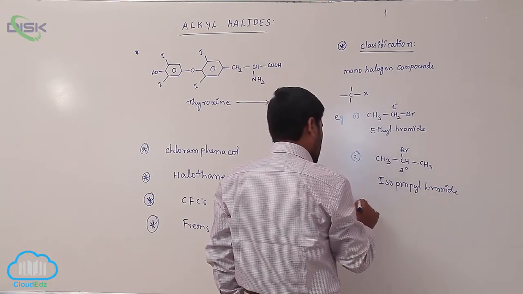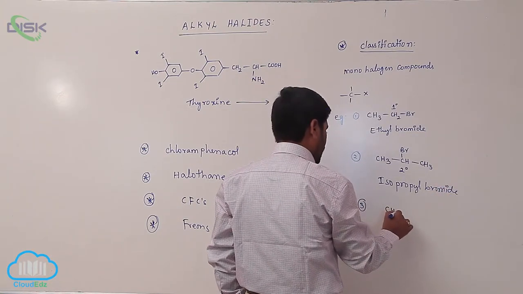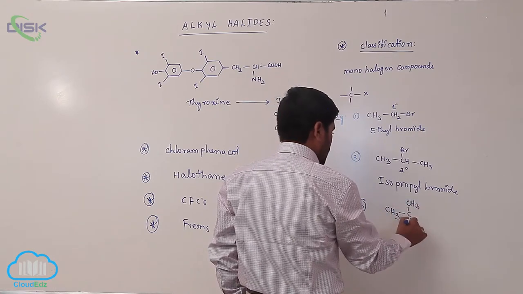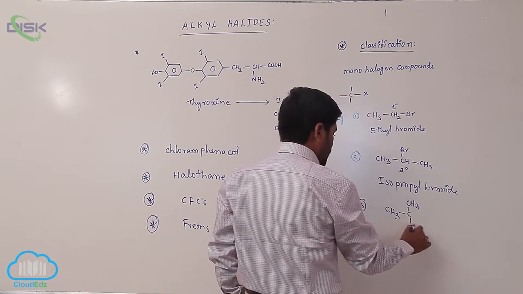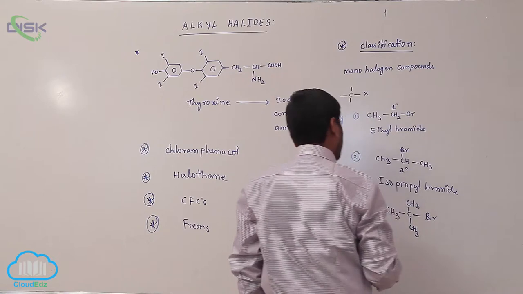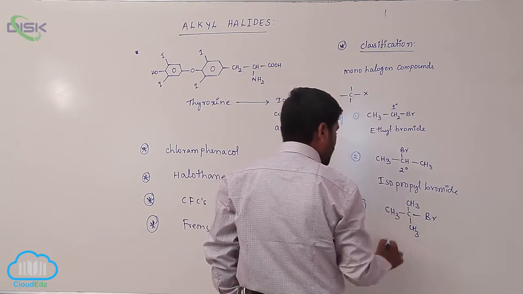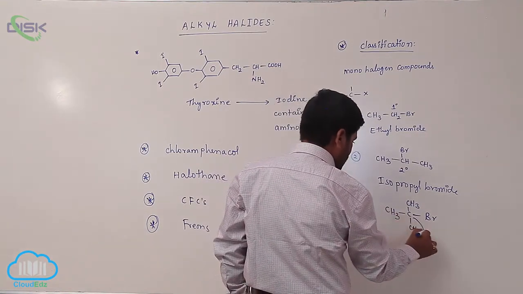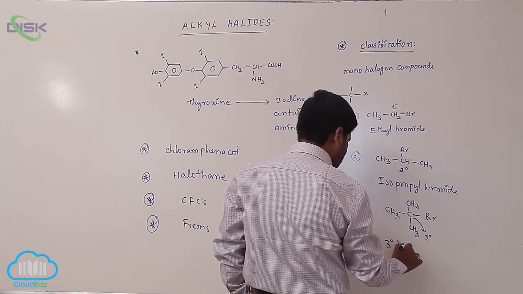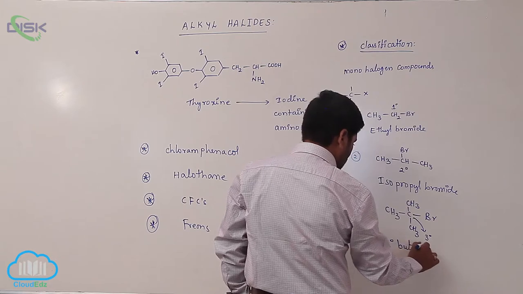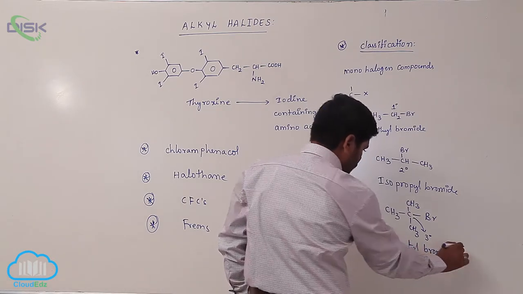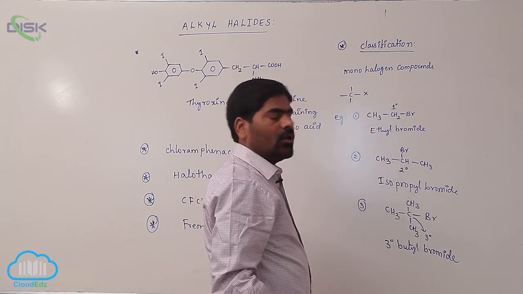Then the third one, CH3, methyl group, it is also a methyl group, then Br. So this carbon is known as tertiary carbon, therefore it is known as tertiary butyl bromide. Which bromide? Tertiary butyl bromide.